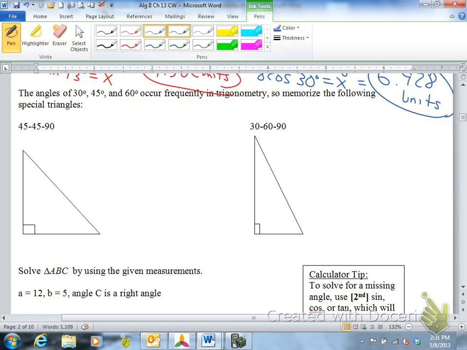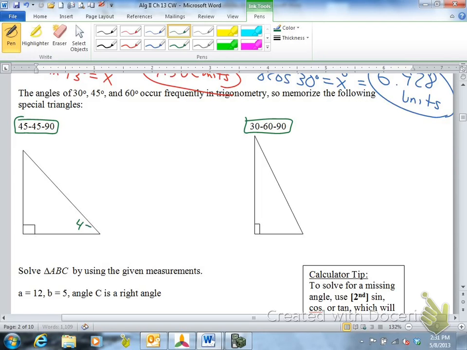Okay, the next part, these are important relationships: the 45-45-90 degree triangle and the 30-60-90 degree triangle. These occur often on college entrance exams like the SAT. So I want you to memorize these relationships, and we're going to use them a lot tomorrow in class.